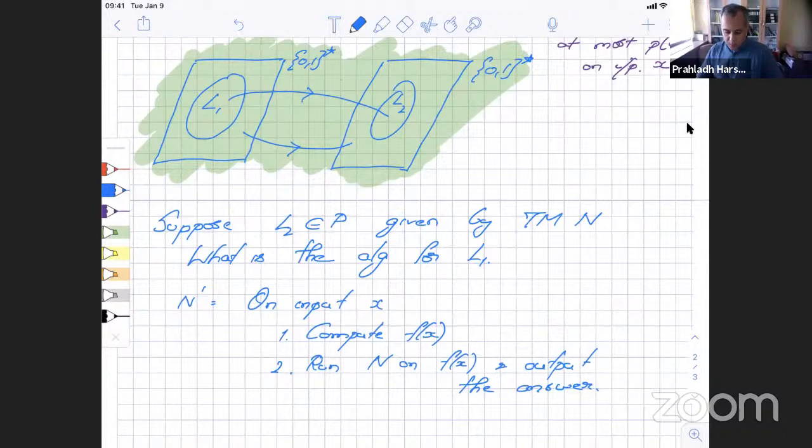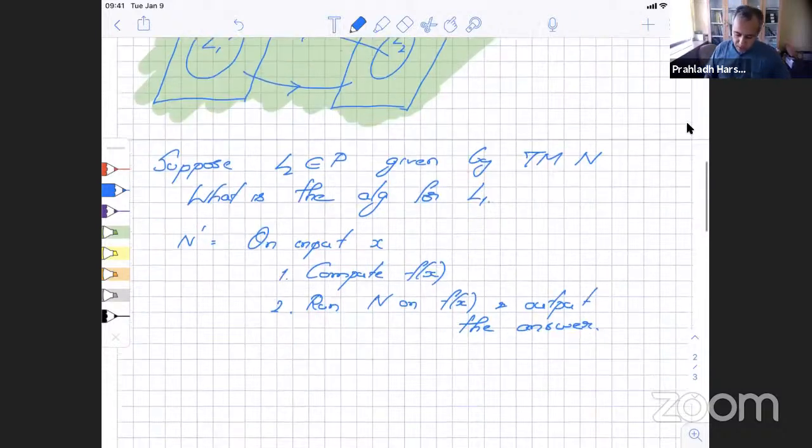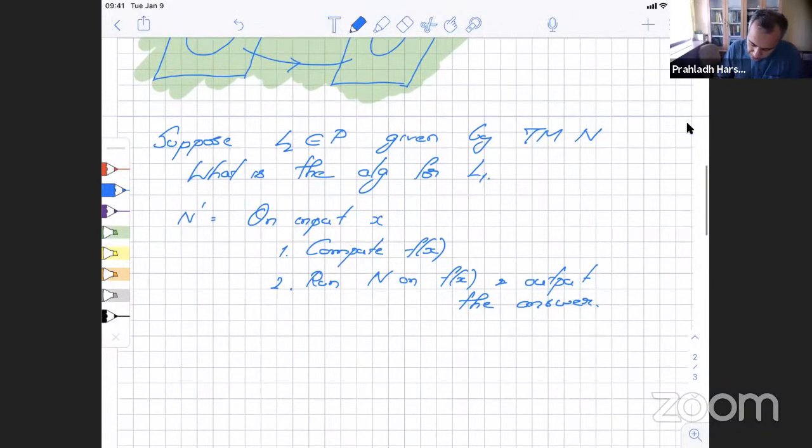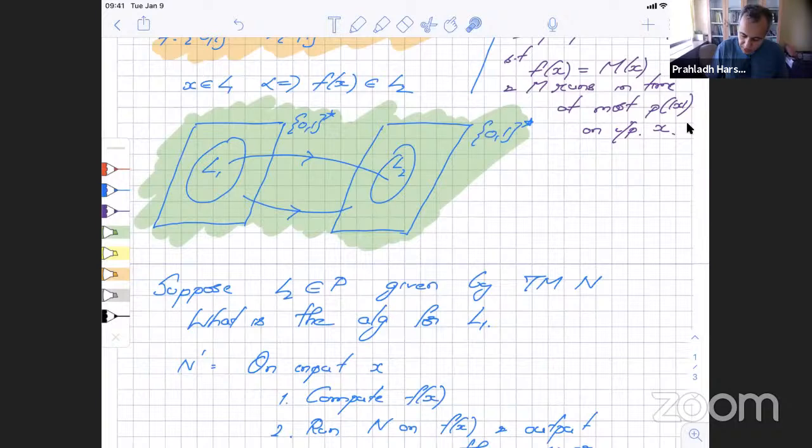Okay, so this is the notion of reduction, and furthermore, this reduction has to run, this computation, this part has to run in polynomial time. Specifically, I want this computation f to happen in polynomial time, and that's important.